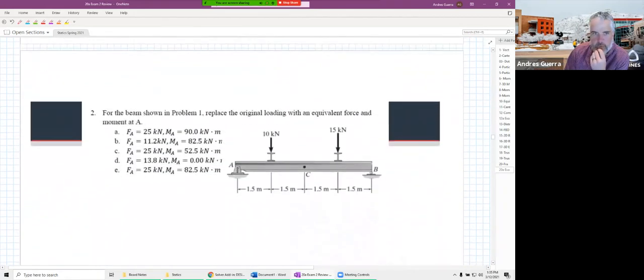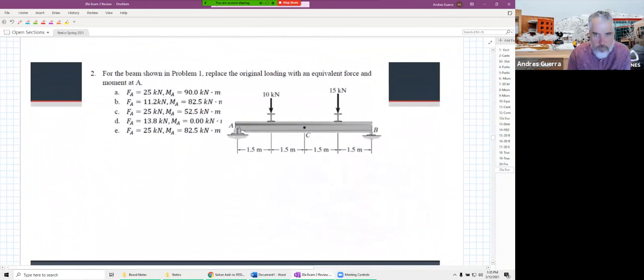Okay, gonna move along here. For the beam in problem 1, now they ask us a little bit different type to replace the original loading. Again, we see that equivalent term there with an equivalent force and moment at A. So our equivalent system now is going to look like this. They tell us where to put the force.